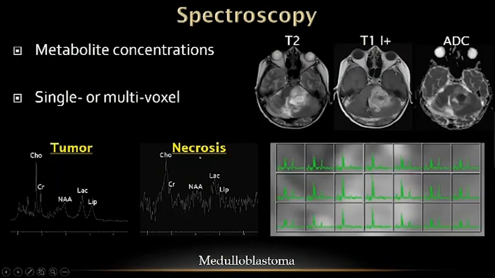We also have spectroscopy, which is really looking at tumor metabolism. So in these cases, when you have a complex tumor that's been partially treated, you can distinguish areas of treatment change and necrosis from residual tumor as well as recurrent tumor.